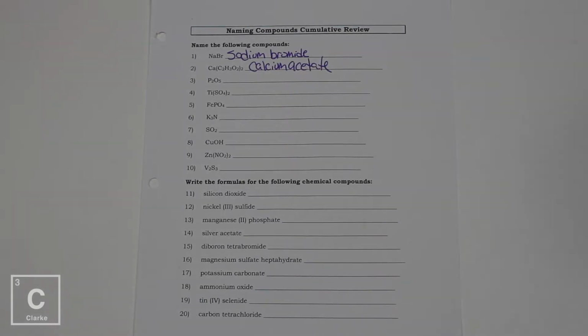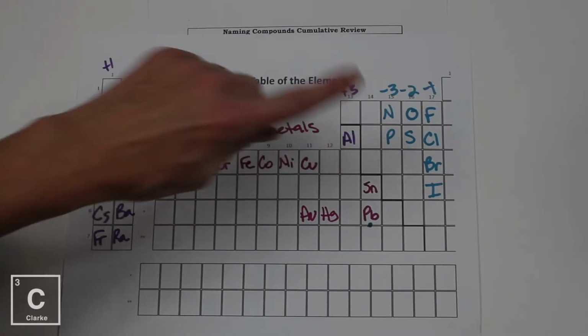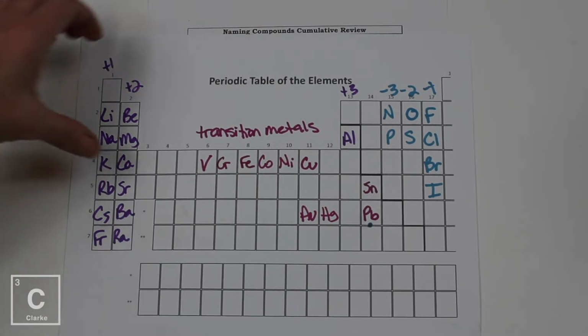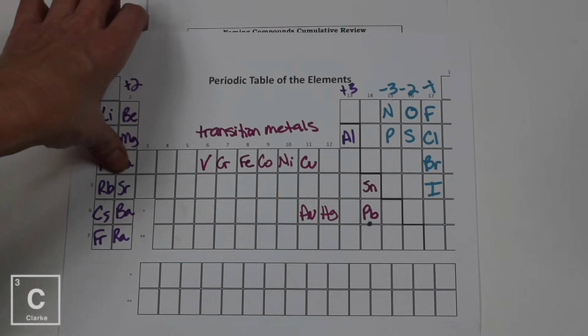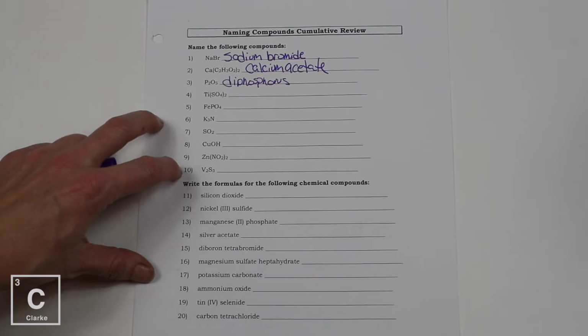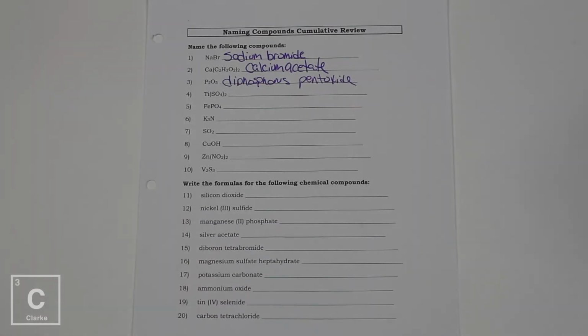Let's look at that third example. P. That's phosphorus. Let's look at the periodic table and find it. Oh, here's phosphorus. It's a non-metal. Since this compound is starting with a non-metal, that's a molecular compound. That's when we need all of those prefixes. We have a 2 and a 5. So we've got di and penta. Diphosphorus pentoxide. That's a molecular compound.